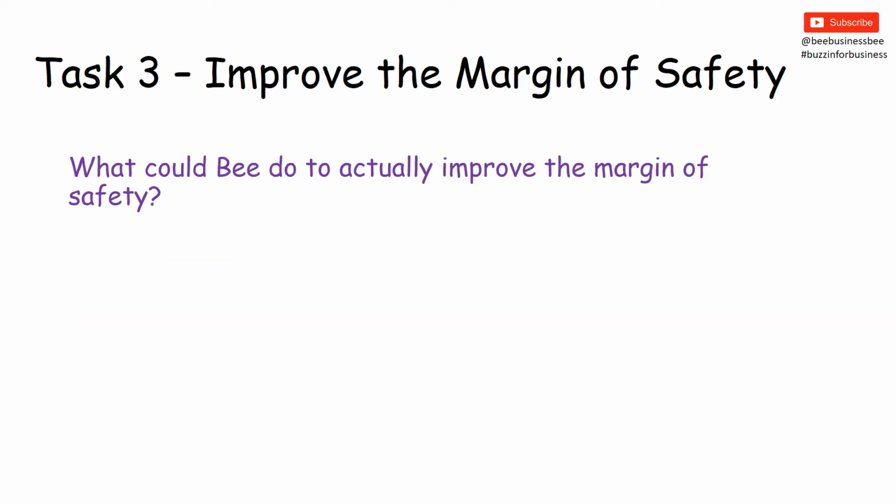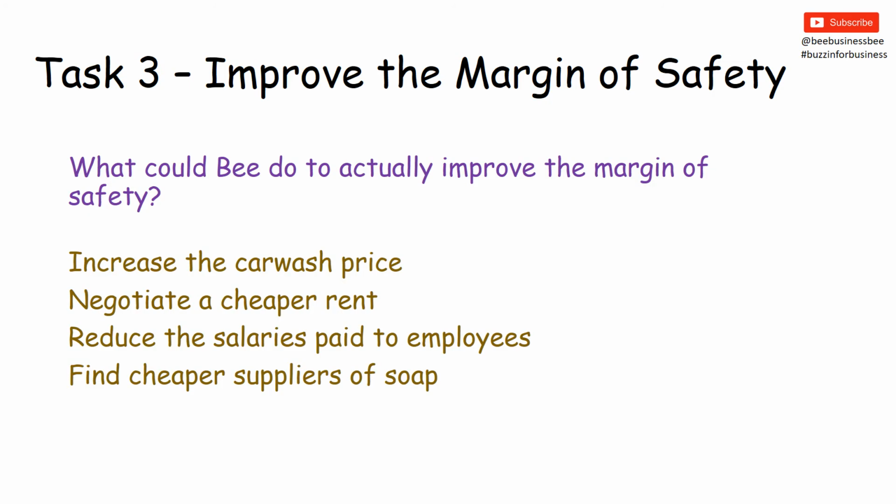So, task 3. What could B actually do to improve the margin of safety? Pause the video while you give some answers, and then unpause it to see what answers I suggest. Okay, you could have said something like increase the car wash price, so you could have charged customers more. Negotiate cheaper rent with his supplier for his rent. He could potentially find a cheaper supplier for his soap, for example. He could find a cheaper supplier for his wax. He could reduce how much he pays employees. They're all valid ways to actually improve his margin of safety, meaning that he would actually have a greater margin of safety rather than a smaller margin of safety.